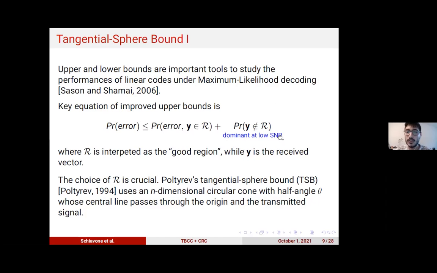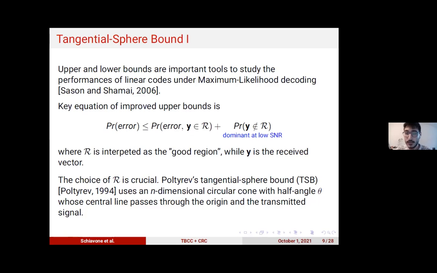Okay, when the noise is prevailing. And this second term is not present, for instance, in our classical upper bound that is usually taught during channel coding lectures. What we can see here is that what influences the tightness of these bounds to the real error correction performance of our codes is the choice of this region, and some regions are better than others.